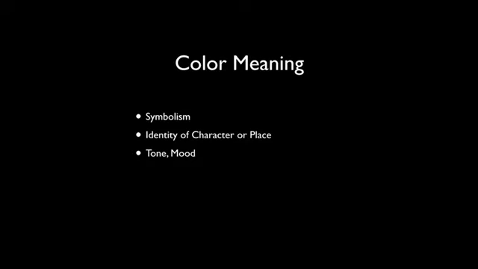This is very broad, but we simplified it into three different ideas. We'll talk about these things and look at some examples. A lot of times people use color as symbolism. The color red means this in the film. It can also help to identify a character or a place. And most importantly, color is such a subjective thing, but when used correctly, it can really help establish a tone or a mood overall. So let's look at some films.